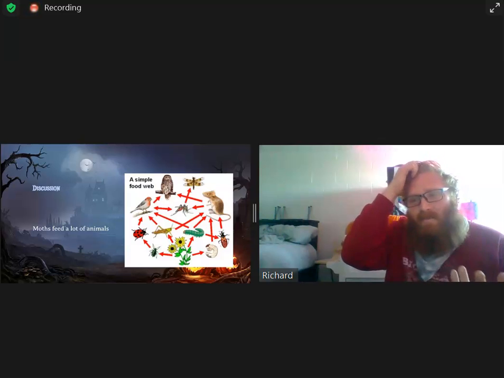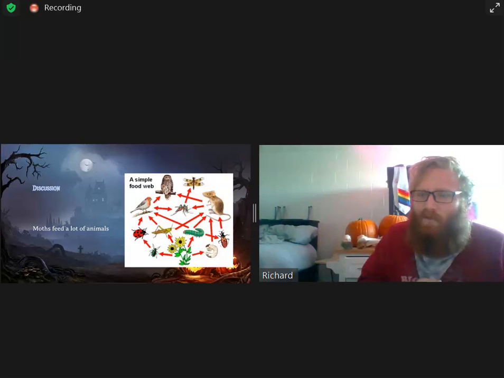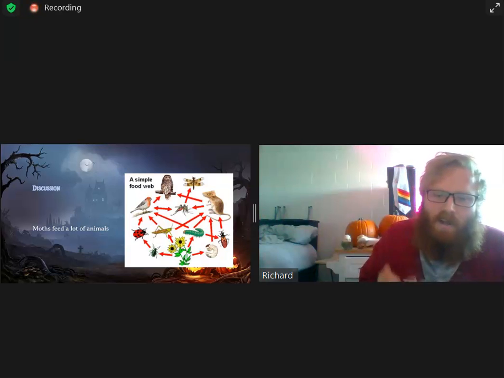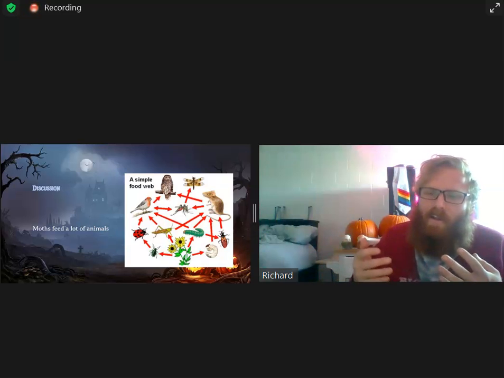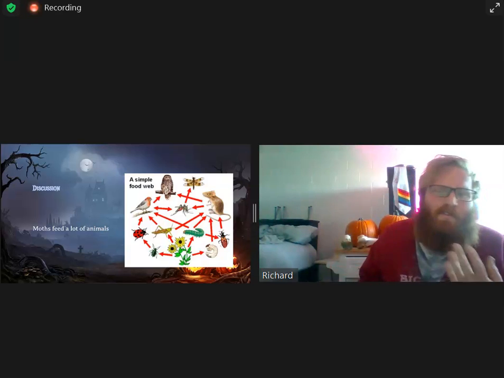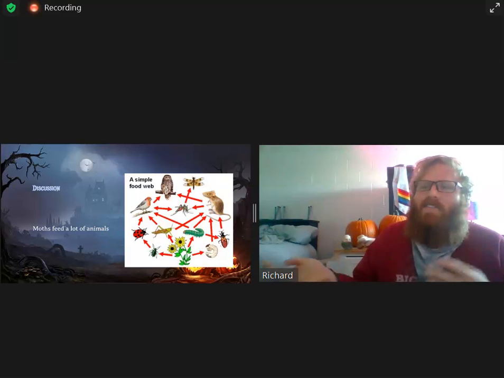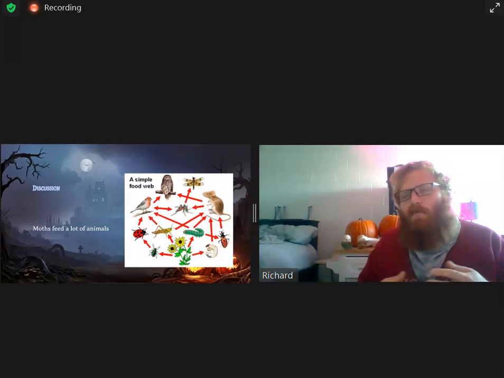Another reason moths are really important is because they feed a lot of animals, right? Here's a simplistic food web. We've got things like caterpillars and grasshoppers and aphids eating a sunflower, and then they feed other insects and birds and mammals, and those mammals get eaten by mosquitoes, and those mosquitoes go on to die and pass on parasites to other animals. So moths are part of this really complicated system.